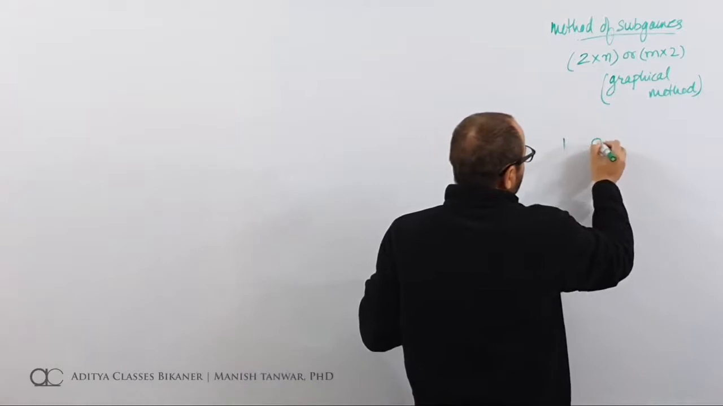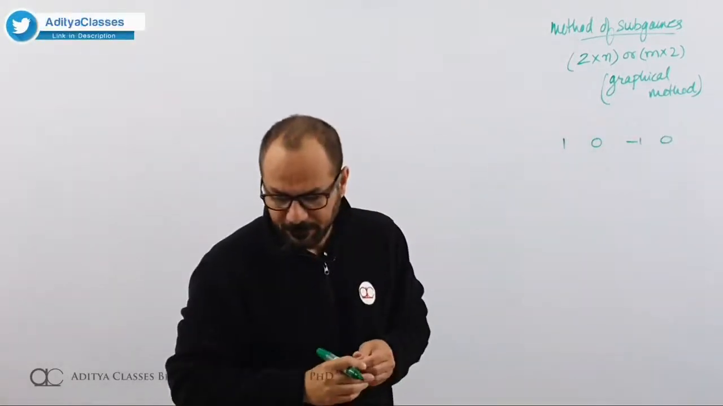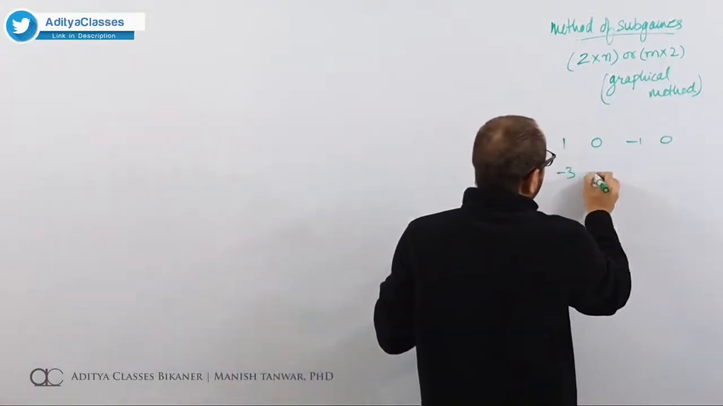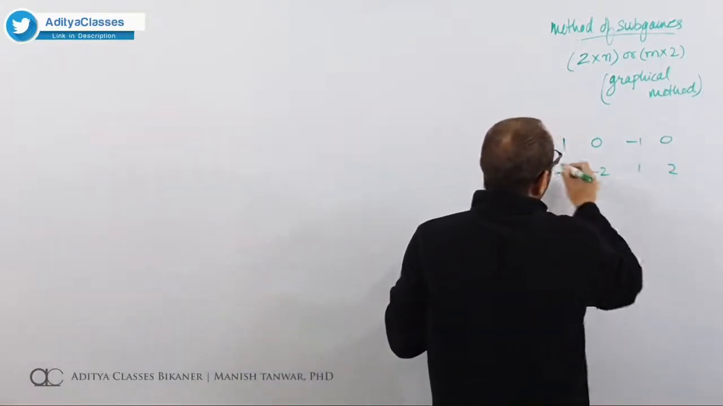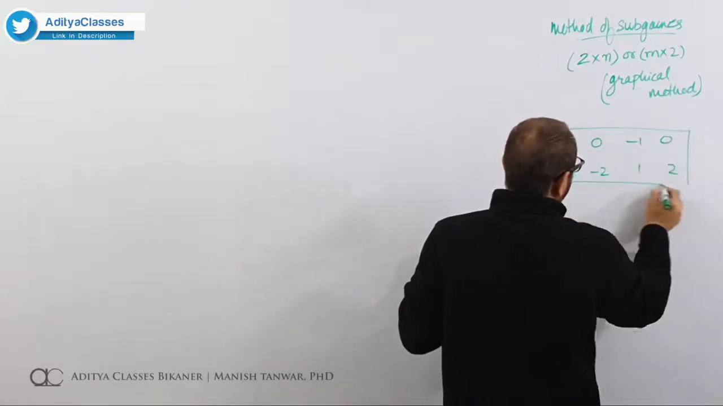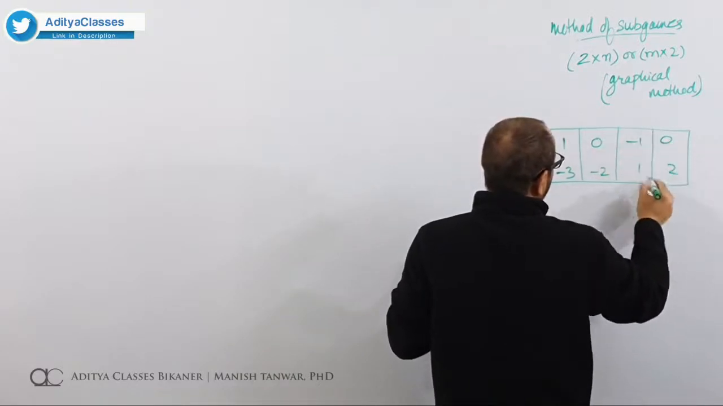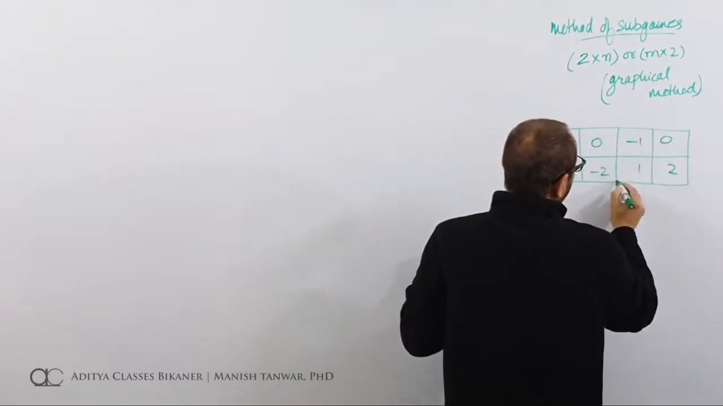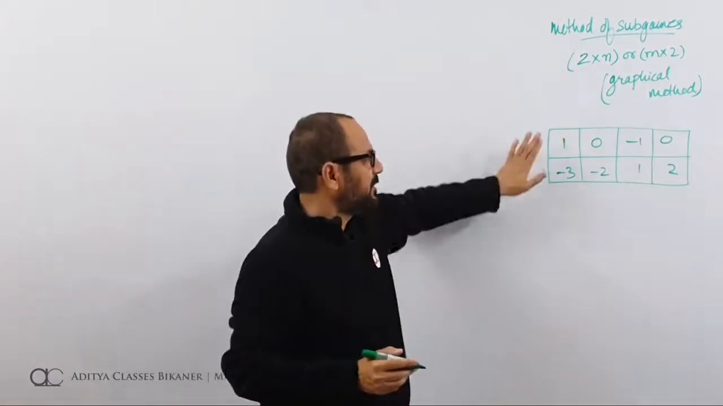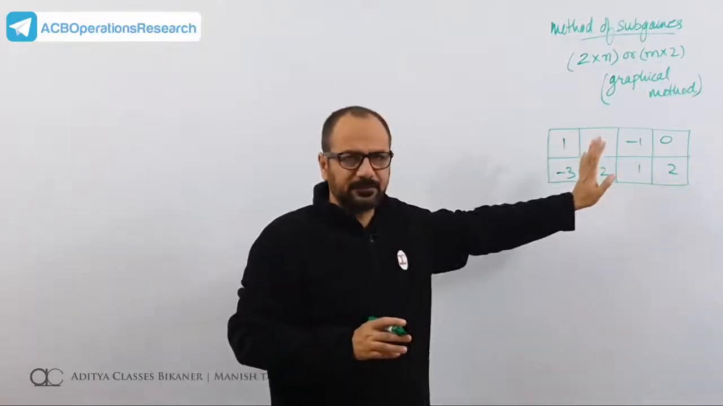So the question goes like this: 1, 0, minus 1 and 0. Then we have minus 3, minus 2, 1 and 2. Suppose you come across a game of size 2 by 4. Now we assume that you have done the reduction of this game using dominance, pure dominance, average dominance, mixed dominance. You have reduced the game and you cannot reduce it any further.